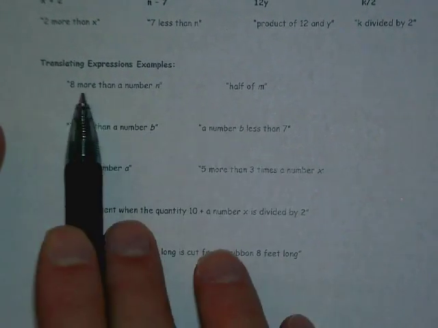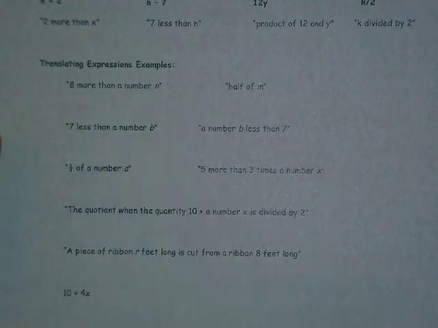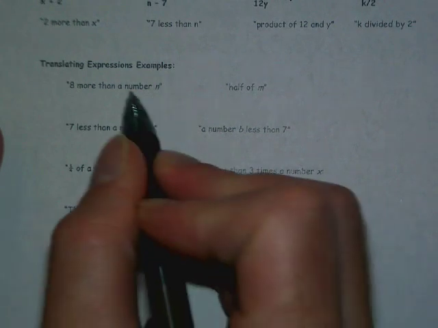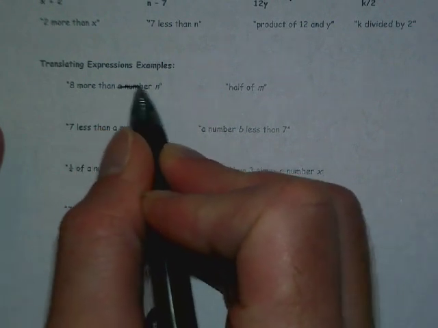All right, so using those to now translate from an English sentence to a math sentence. So if we have 8 more than a number n, and when you see where it says a number, a lot of times it makes more sense if you just cross those words out. So if I cross out a number, 8 more than n, that looks a lot simpler to write. So more than means what operation? Add. So 8 more than n, 8 plus n. Or you can do n plus 8.